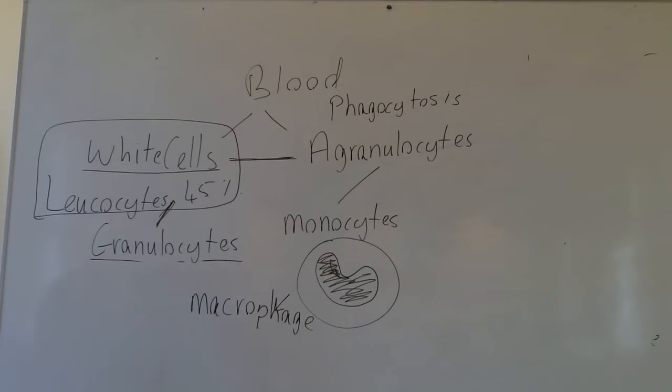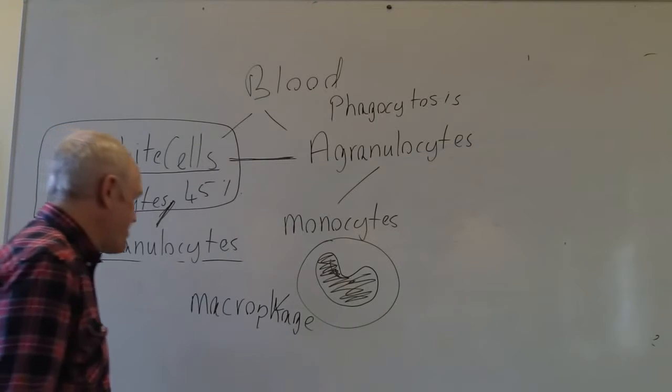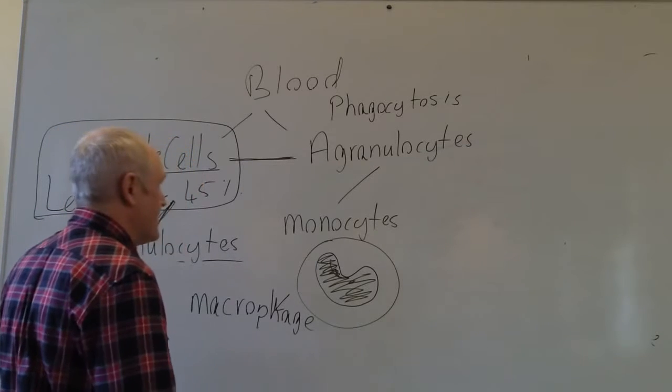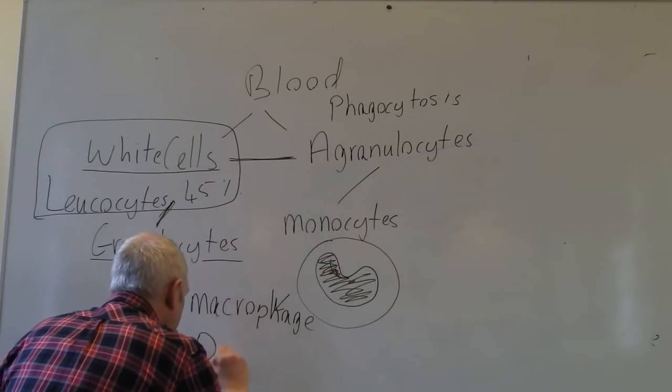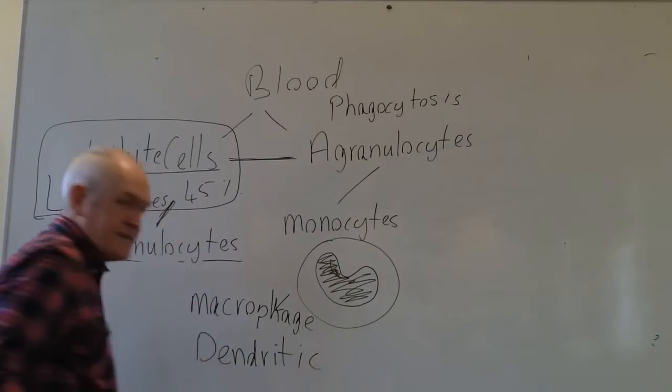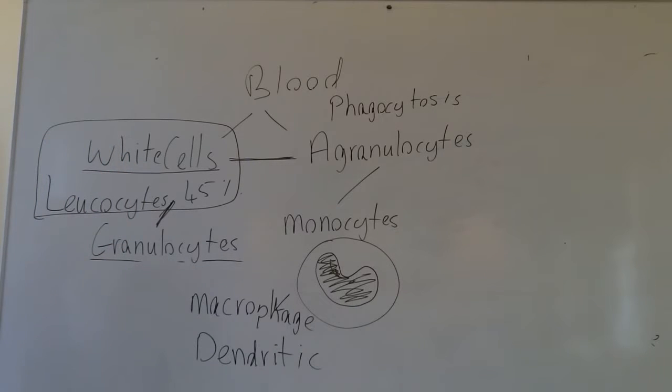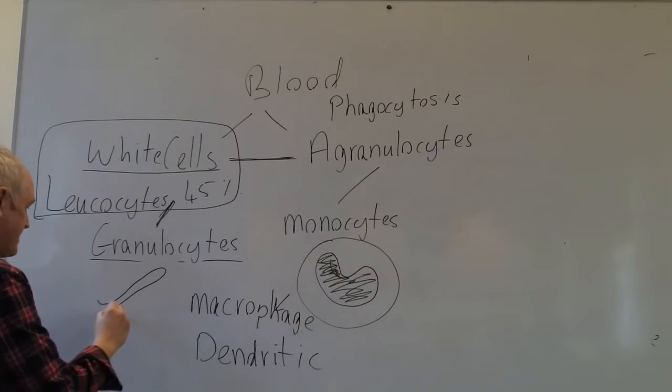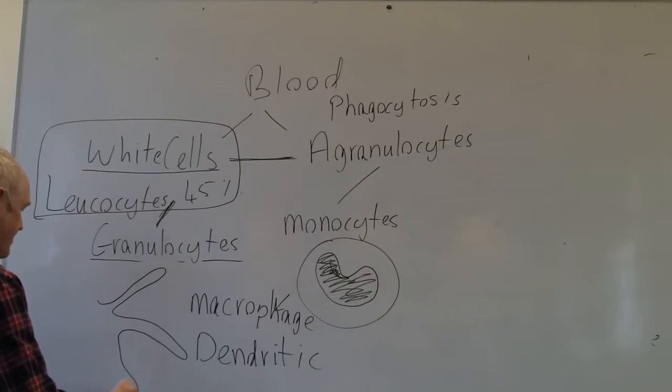Monocytes. And also we now know that monocytes can differentiate in the tissues into cells called dendritic cells. Dendritic cells. And dendritic cells have lots of like extensions. They're like an octopus. Lots of dendrites coming out of them.